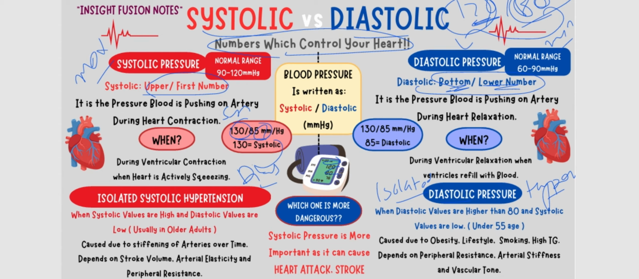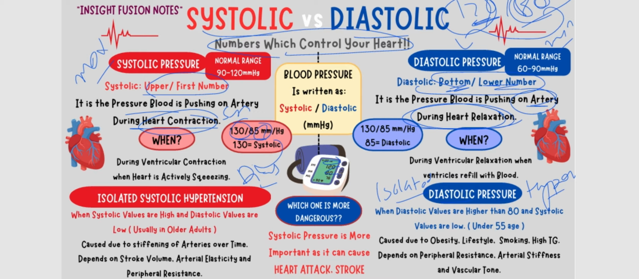Now, what is the difference between systolic pressure and diastolic pressure? What is their basic definition? Systolic pressure is the pressure the blood exerts on your arteries during heart contraction, and diastolic pressure is the pressure the blood exerts on your arteries when your heart is relaxing. So the pressure on the arteries during heart contraction is called systolic pressure, and during heart relaxation it is called diastolic pressure.